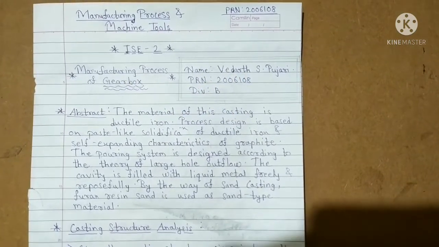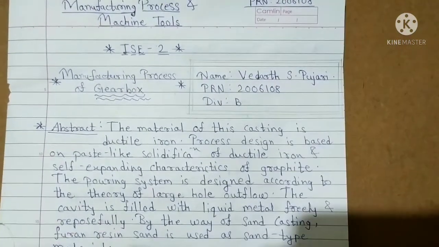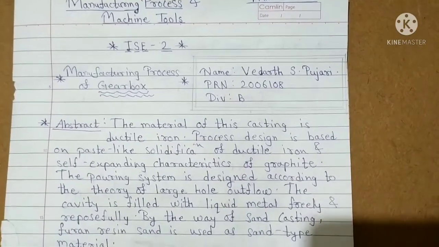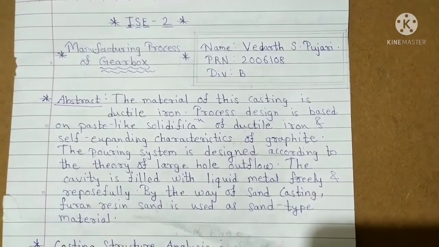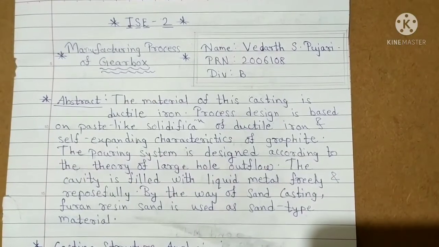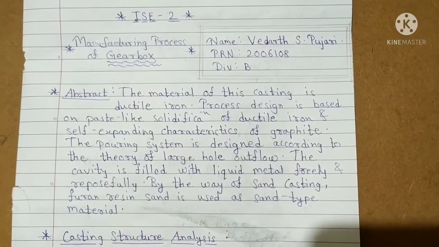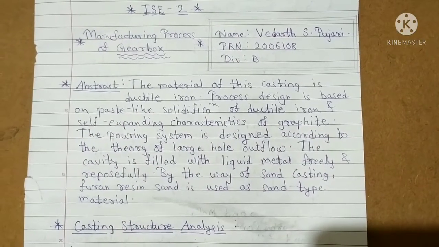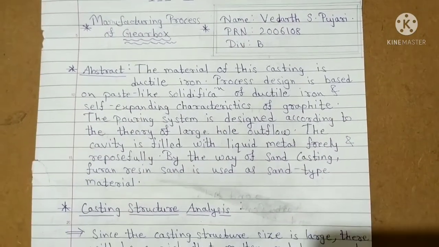In this video we are going to see the manufacturing process of a gearbox. The material for this casting is ductile iron. Process design is based on paste-like solidification of ductile iron and the self-expanding characteristics of graphite. By way of sand casting, furan resin sand is used as the sand type material.